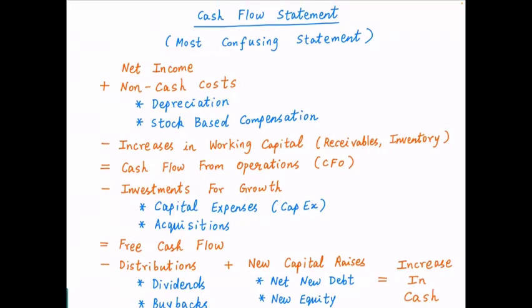So that's the thing. When a company issues new debt, that increases the amount of cash in the company. But that new debt is not really free cash flow or anything like that. So that new debt which the company issued has to be added to free cash flow to get the increase in cash, right? So those are the factors that we have to consider. The cash flow statement is the most confusing statement, mainly because it has so many moving parts. We have net income, non-cash costs, increases in working capital, investments for growth. The cash flow statement essentially takes all this and puts it together.